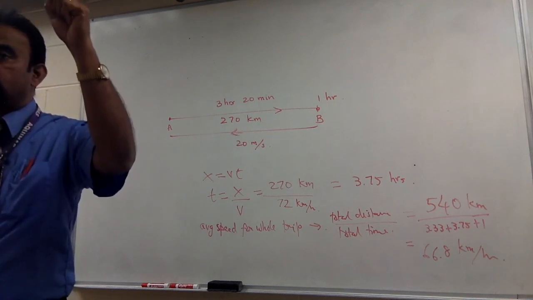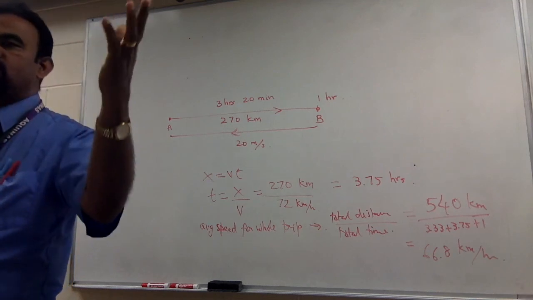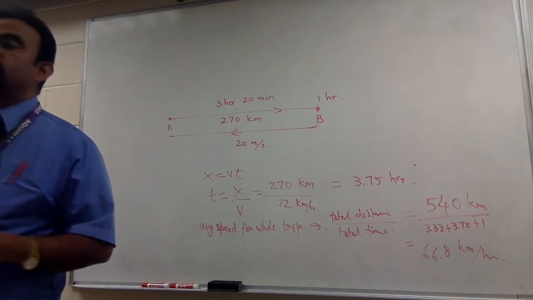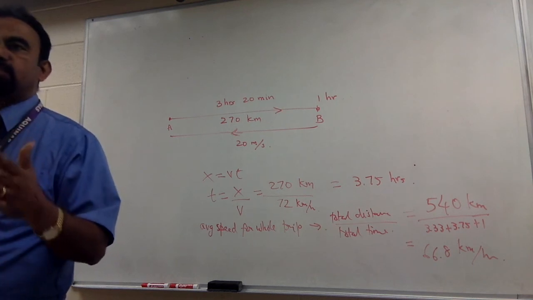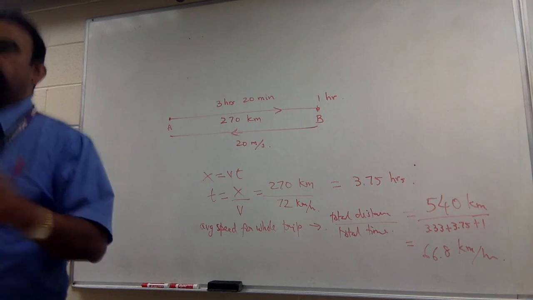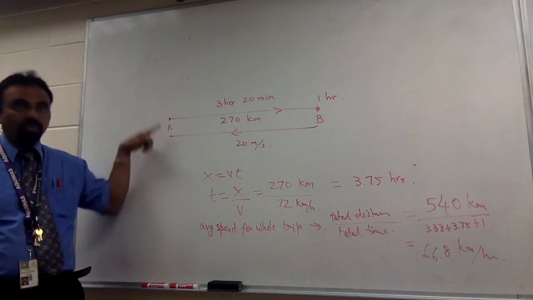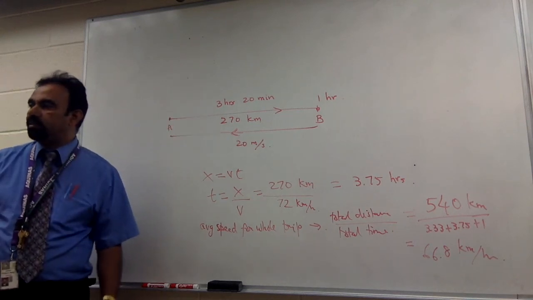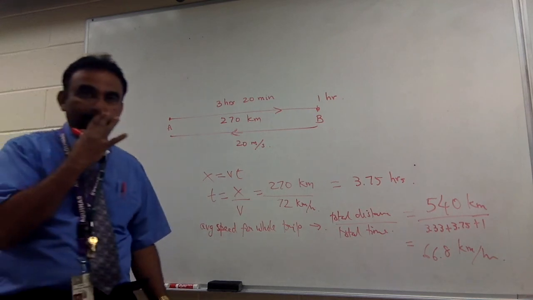Average velocity. What's the difference between speed and velocity? Speed, distance. Velocity, displacement. So what is the average velocity? Total displacement over total time. Total displacement means how much you got shifted all together. You were here and now you're here back again. So you have not been moved. So the displacement is 0. So the average velocity is 0.